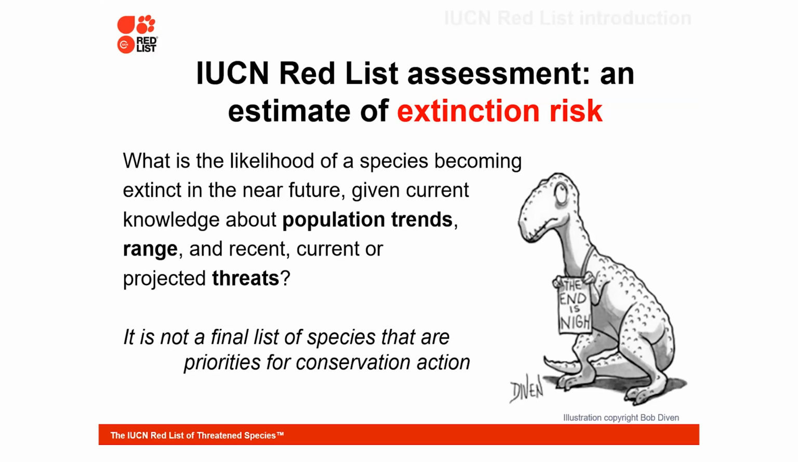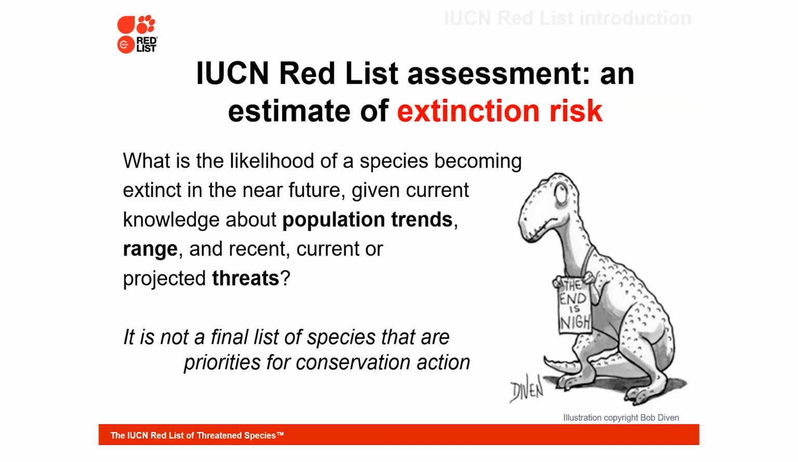However, the Red List is not the final list of species of highest priority for conservation action. So a species with a high risk of extinction may not necessarily be of highest priority for receiving conservation action. Equally, a species that currently has a low risk of extinction may also deserve some conservation action. So it's clearly important to understand that the Red List is not just for prioritizing species of conservation importance, but it's an important factor to consider when determining which species to invest in.